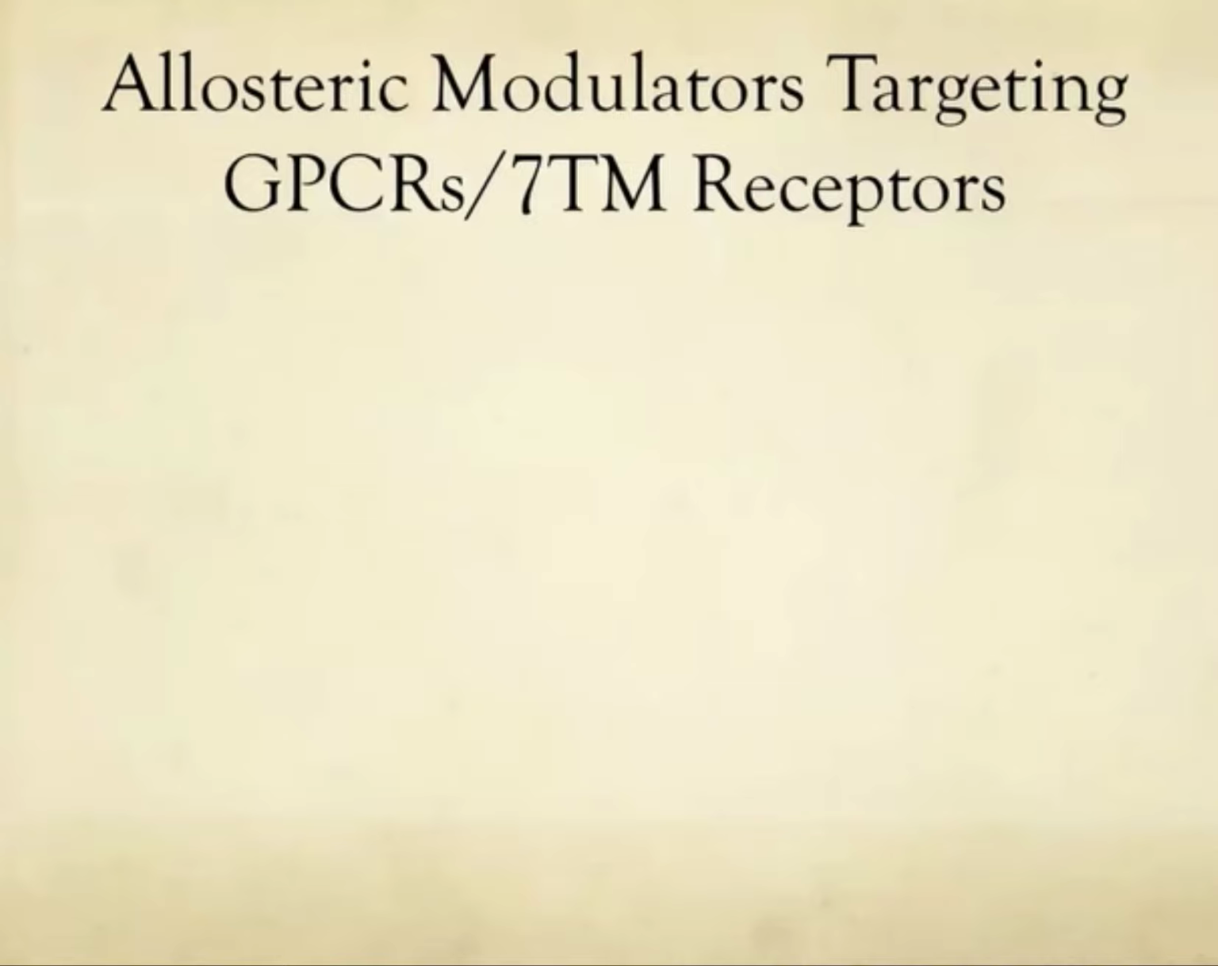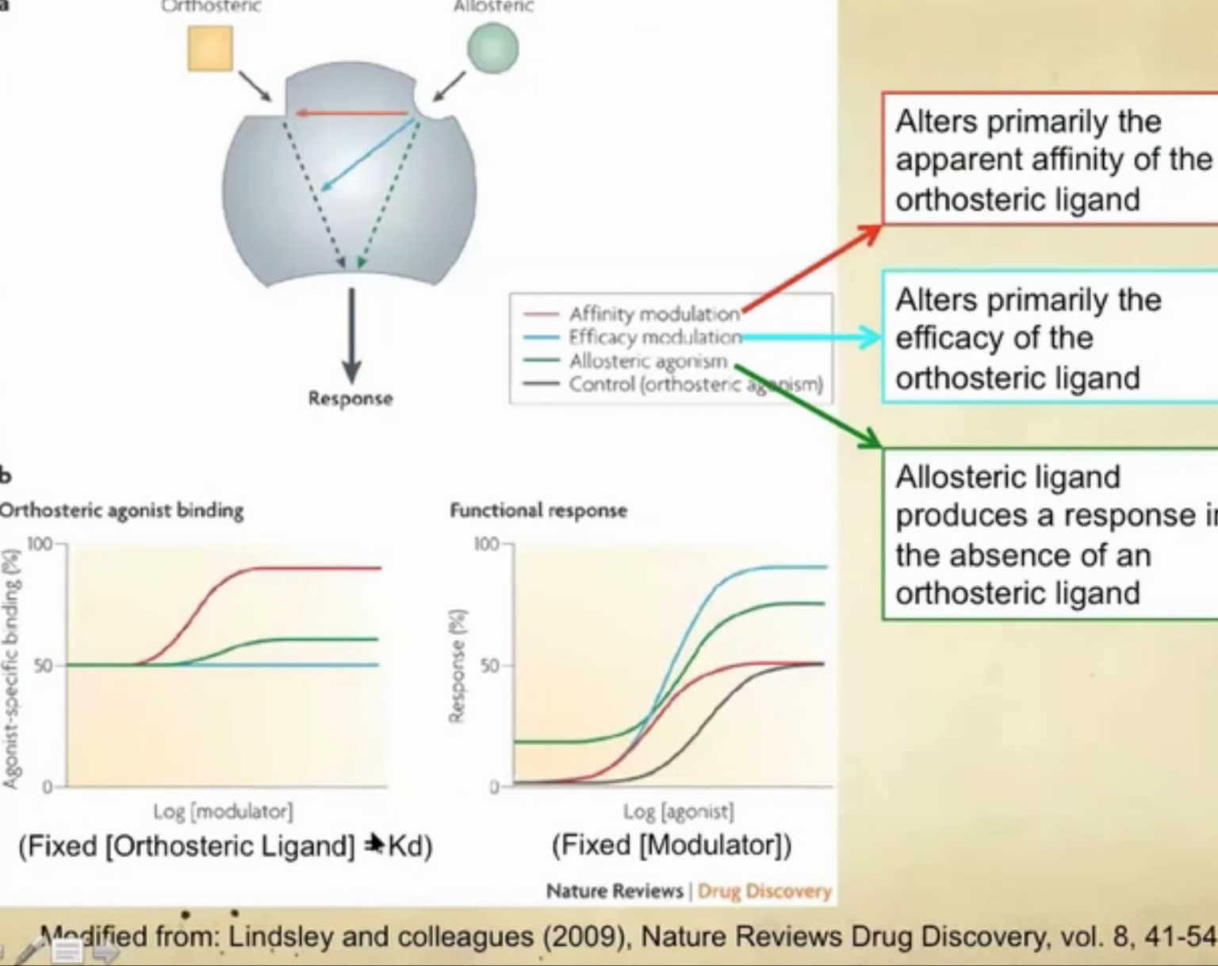All right, so let's take a few examples of allosteric modulation. In this case, we're going to talk about G protein coupled receptors, or 7 transmembrane receptors. A lot of this comes from a very nice review article from Lindsley and colleagues, 2009. This figure shows you a lot of what we were talking about with respect to what allosteric ligands can do, which is essentially everything.